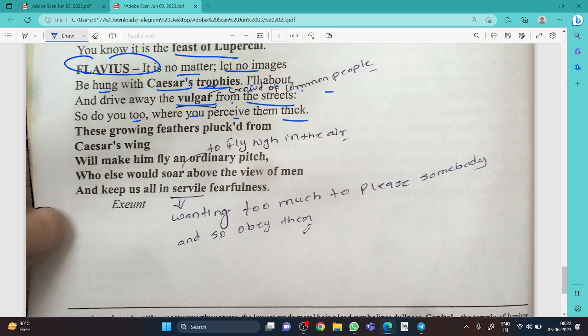Now Flavius is saying that it is no matter. Do not allow any image of Julius Caesar to be hung there, and I shall also go around and drive the common people from the street. You should also do the same. In this way, we will put a check on Caesar's growing popularity, just like how you pluck the feathers from the wings of your hawk, a large bird, making him content to fly an ordinary flight with the common birds.